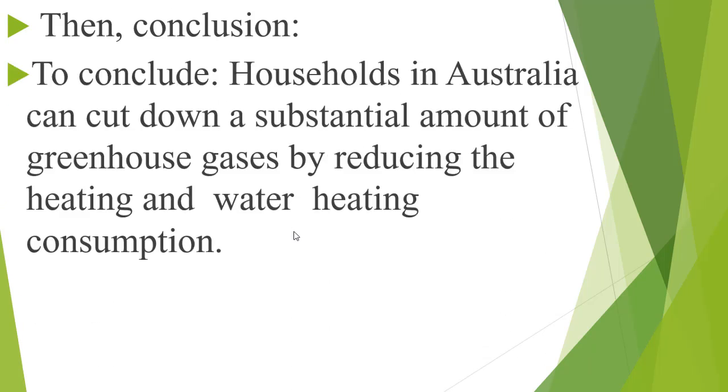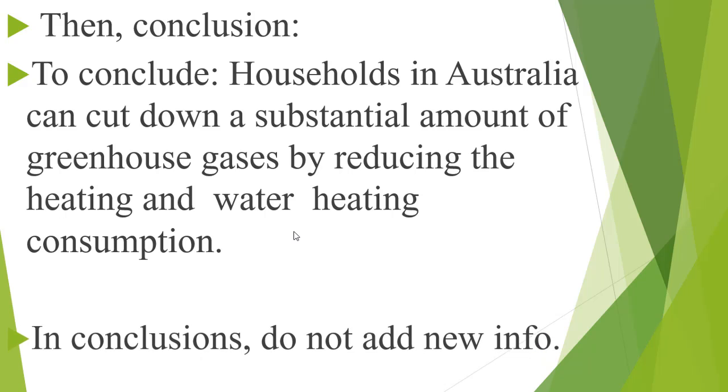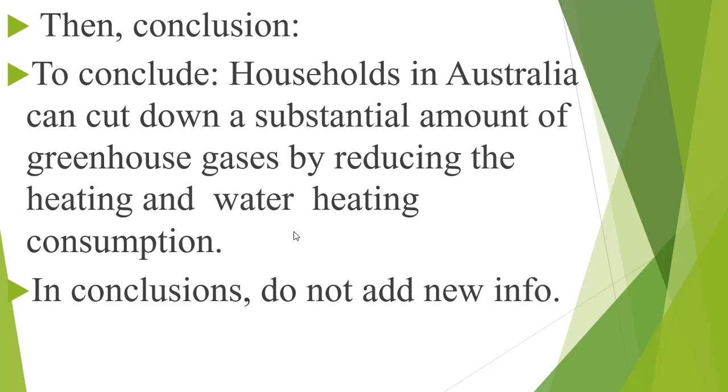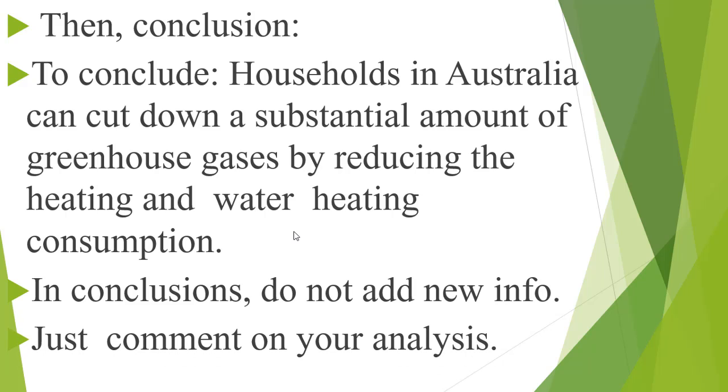Then the conclusion. To conclude, households in Australia can cut down a substantial amount of greenhouse gases by reducing heating and water heating consumption. Okay, so this is a nice conclusion, one sentence to the pie chart. Okay, do not add new information in the conclusions. Just comment on your analysis.